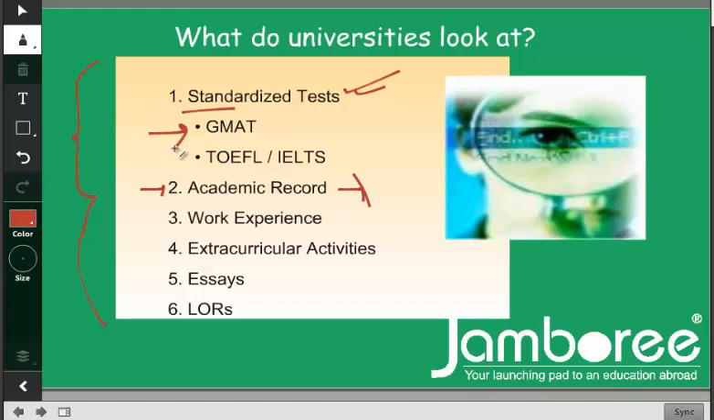Moreover, GMAT is going to be the most recent thing. Your academics are in the past. For some students, academics are actually too much in the past, maybe 8, 9, 10 years into the past. So for you, the GMAT score becomes even more important. That is the most recent thing that you are going to take.